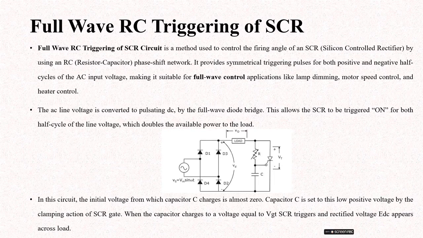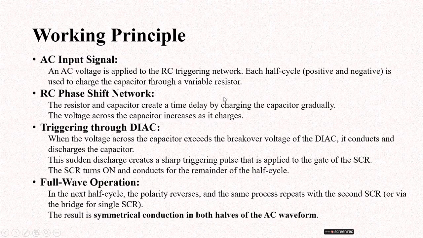Here we are using the pot, a variable resistor. What is the importance of the resistor? I will show it in the demonstration. When the resistor is high, slow charging occurs. Now let us go to the demonstration part.